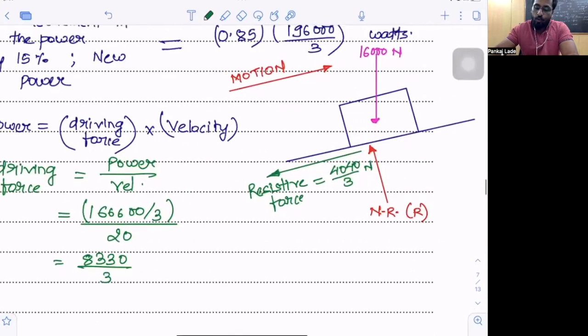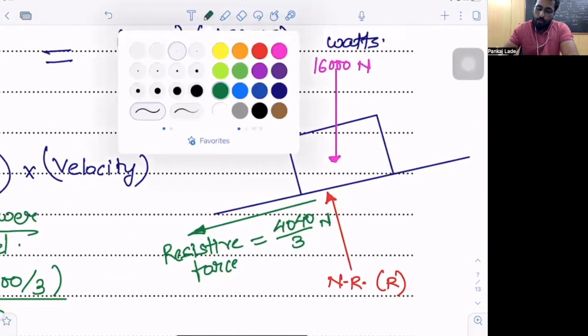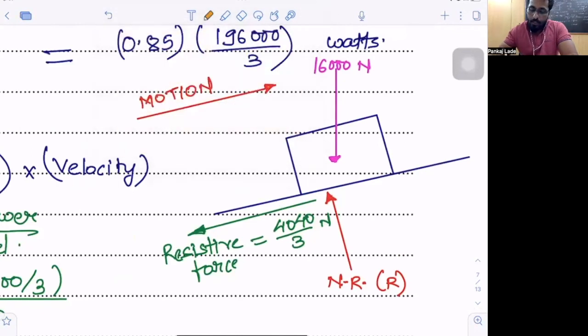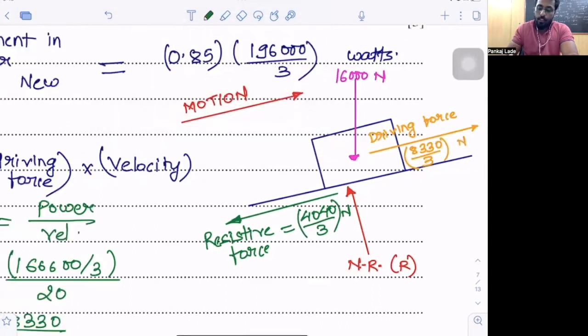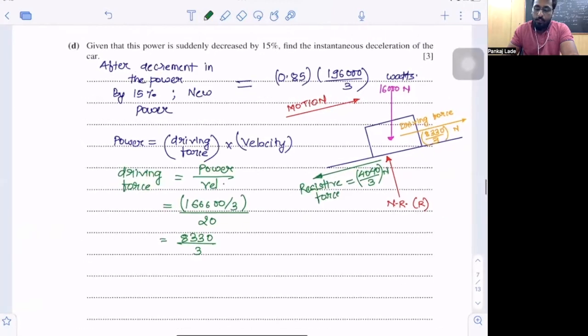So I'm going to show the driving force also in my diagram. Let's make use of an orange colored pen. So this is where the driving force will be shown, isn't it? So I'll just write it over here. This is the driving force. And how much is the quantity it has come? It is 8330 divided by 3 newtons. Okay, this was 4040 upon 3 newtons. Driving force is there. What else will be there now?